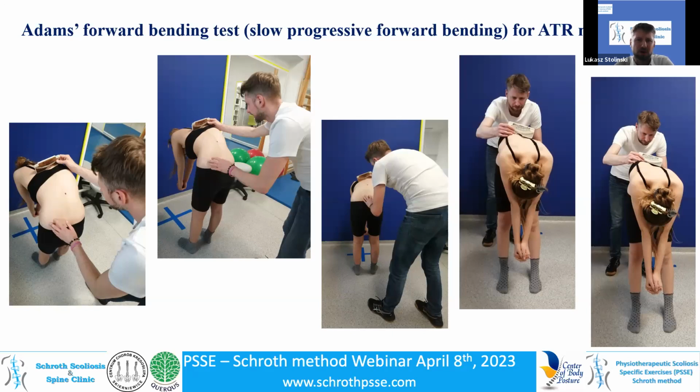In the case of lower limb length differences or the lack of possibility to perform the test in a standing position, the measurement of the trunk rotation angle can be performed in the sitting position too.